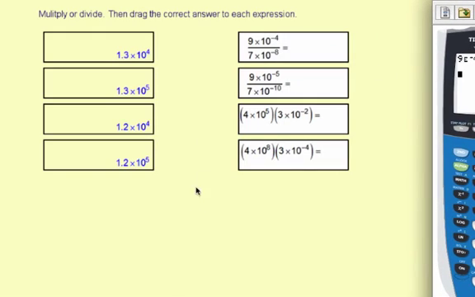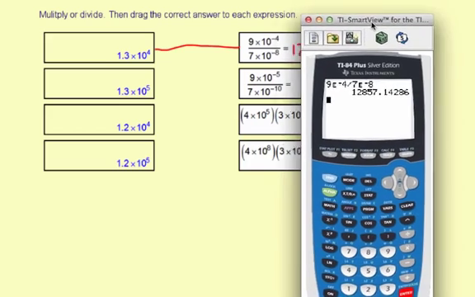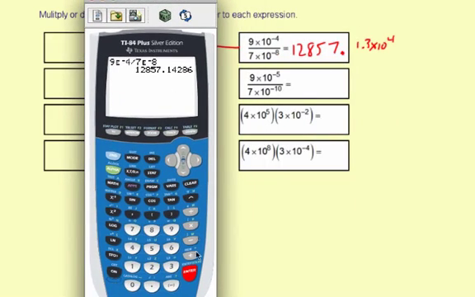So let's see. Well, all these answers are in scientific notation, so I have to convert now to scientific notation. From right here with a decimal point, it's going to be 1, 2, 3, 4. So it's going to be roughly 1.3 times 10 to the 4th. That's this one. Okay, the next problem.